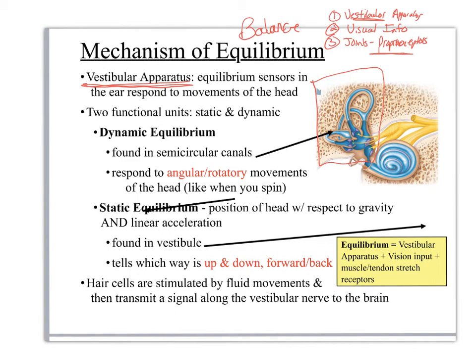Now, what do I want you to memorize? I want you to memorize dynamic equals semicircular canals, and this is an angular rotary movement, like when you spin, okay? So just write that out: dynamic equals semicircular canals equals angular rotation, okay? Then I want you to write out static equals vestibule equals up, down, forward, backward, all right? Very simple. Write it out, memorize it.